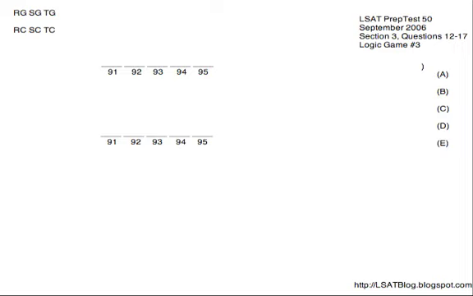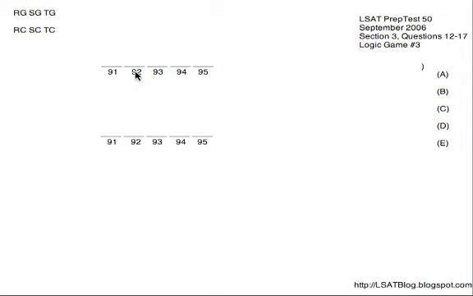Hey guys, this is test 50 game 3. This is the graduation and car purchases game. It is an ordering game. We know this because they tell us that we have the years 91 through 95 in which these things are occurring. So R graduates, S graduates, T graduates, and then each of those people buys a car as well.